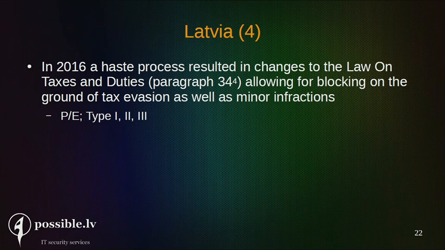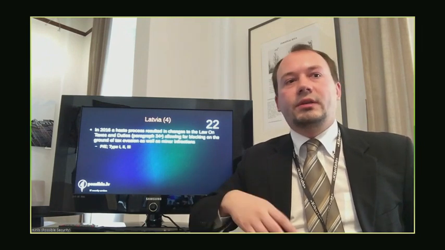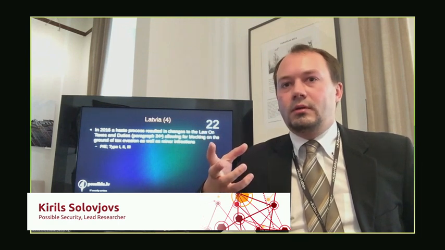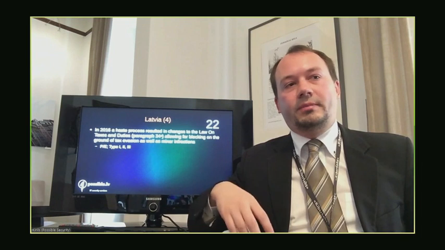In 2016, in a process that was almost as bad as back in 2013, we got the changes to the law on taxes and duties that allows blocking sites on grounds of tax evasion as well as minor infractions. And it was hard for me to classify it correctly. It's either economic interests or it's politics and power. Because while tax evasion is economic interest, minor infractions like not submitting a formal report on time, leading to blocking, is hard to classify as an economic interest. And this is type 1, 2, and 3 blocking.